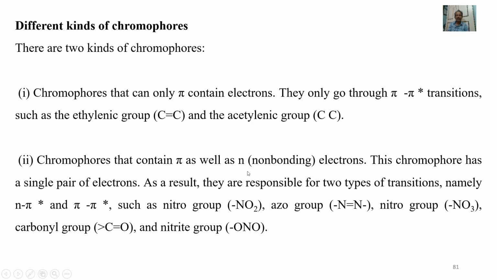Two, chromophores that contain pi as well as n non-bonding electrons. This chromophore has a lone pair of electrons. As a result, they are responsible for two types of transitions, namely n to pi star and pi to pi star, such as the nitro group, azo group, nitrate group NO3, carbonyl group, and nitrile group.